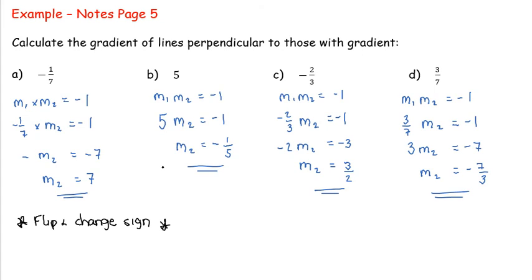Now, if you're extremely confident doing this, then that's fine to use this flip and change sign. This is what I would probably do if I was doing a question. However, if you're not super confident at the moment, I would continue to use your m1 m2 equals negative 1 until you get that understanding. Okay, but the quick way would be flip and change sign.